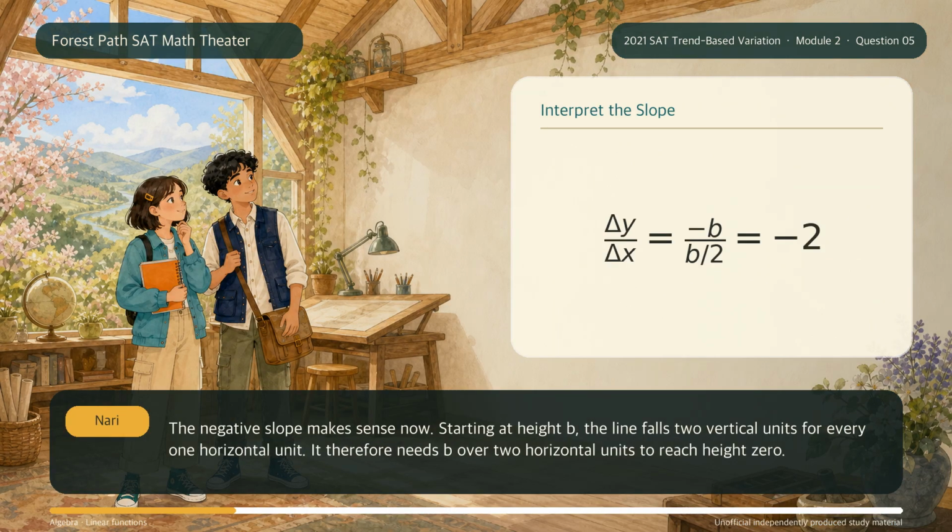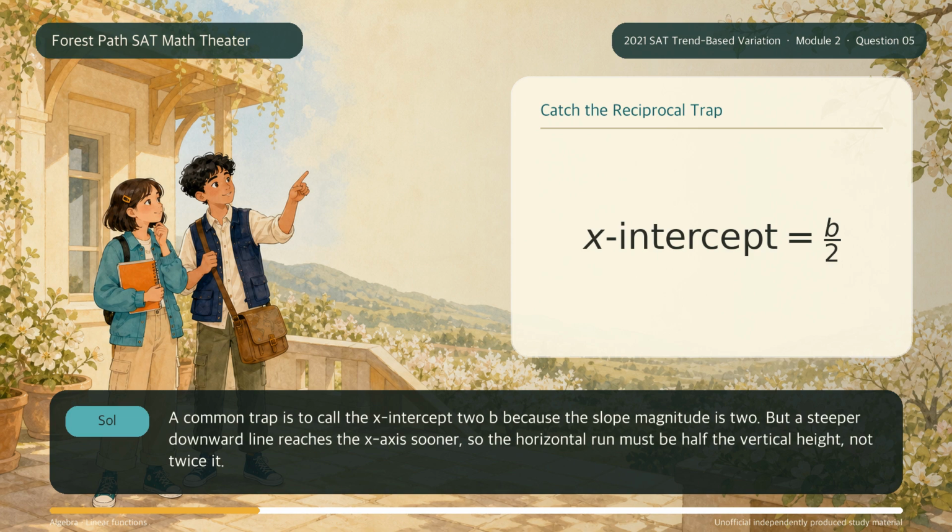The negative slope makes sense now. Starting at height b, the line falls 2 vertical units for every 1 horizontal unit. It therefore needs b over 2 horizontal units to reach height 0. A common trap is to call the x-intercept 2b because the slope magnitude is 2. But a steeper downward line reaches the x-axis sooner, so the horizontal run must be half the vertical height, not twice it.